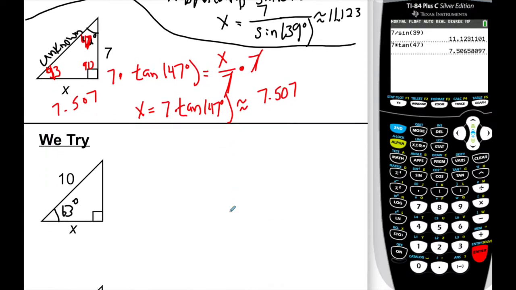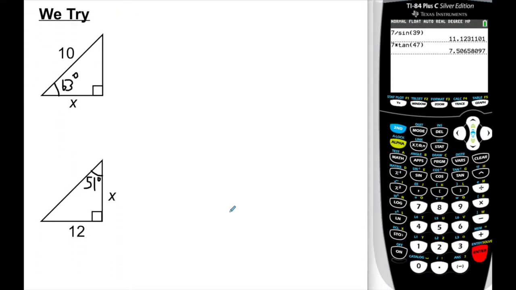All right, so now for the we try problems here. Let's try them together. So first, let's take a look at this triangle right here. If you need to go back and rewind to see the trig ratios, I would suggest you do that. So I have a 63-degree angle, I have an x, and I have a 10. Based on what I have here, what sides do I have? I have the adjacent side and I have the hypotenuse.